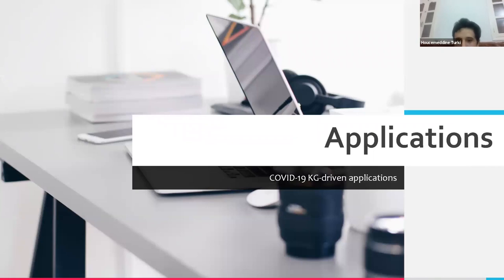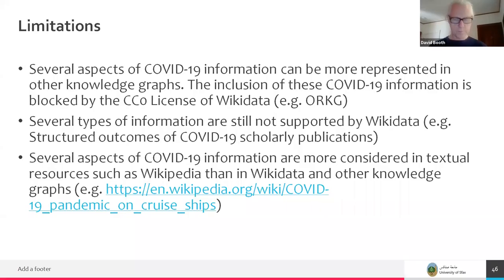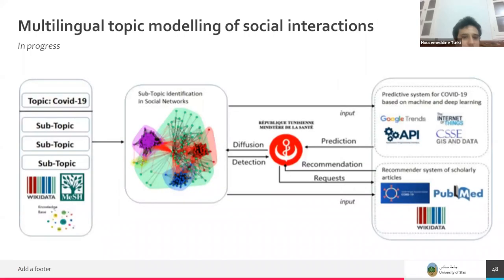Okay, so we are finished. I have a quick question on that previous slide. What do you mean by structured outcomes of COVID-19 scholarly publications? Well, I can show it later, because I can enter the site and show you how they are structured. Okay, all right. Okay, I will come to it. Yeah. Okay. Understood.